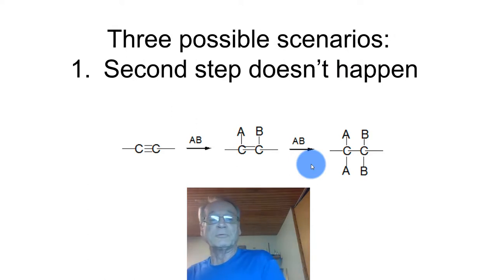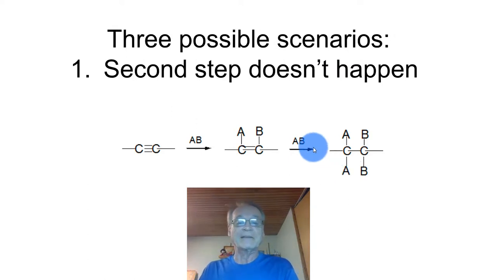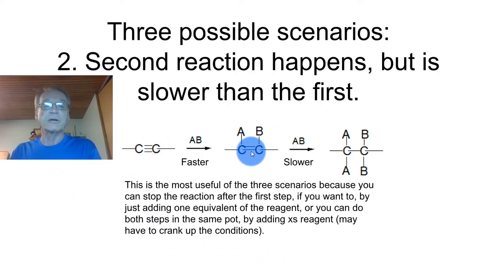So it turns out there are three possible scenarios. In some cases, a second one won't add to the double bond. It just, for whatever reason, stops at the alkene. We'll see one of the reactions that does that. The second scenario is that it does add, but it's slower than the first one. For whatever reason, the triple bond is more reactive to this particular reagent and forms this compound faster, because this compound is now less reactive than the alkyne was, and therefore, even though it does add another equivalent of AB, it is slower.